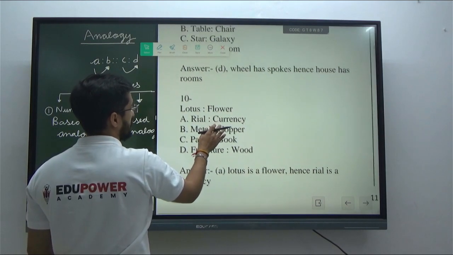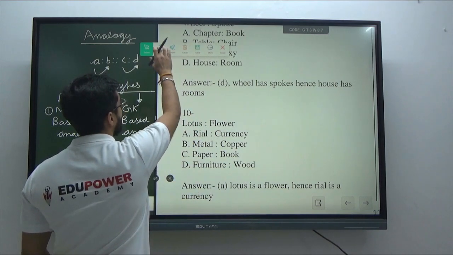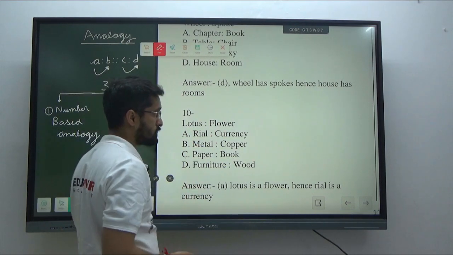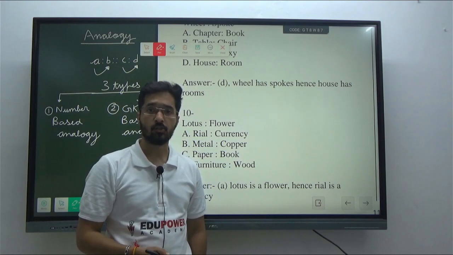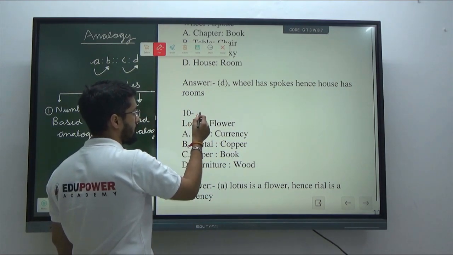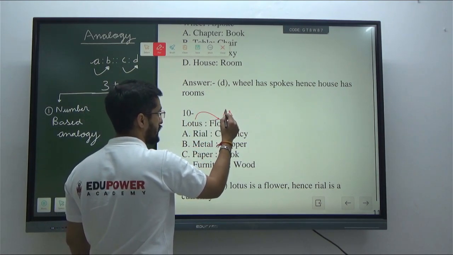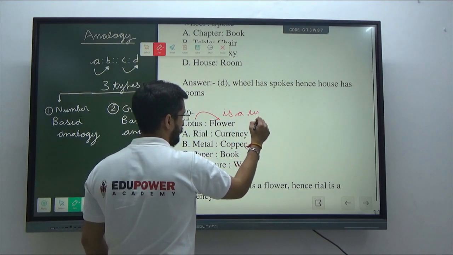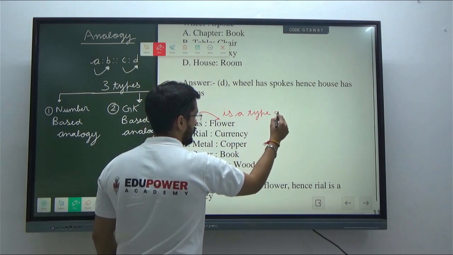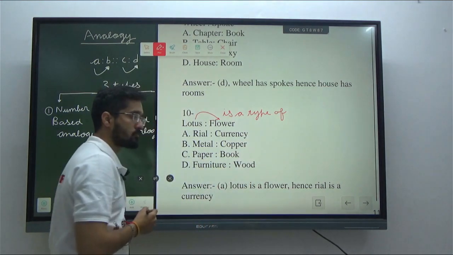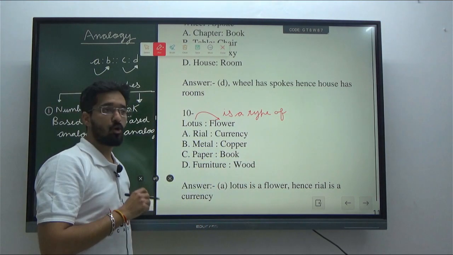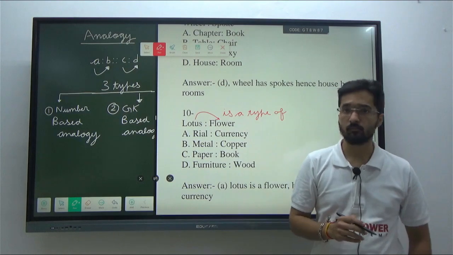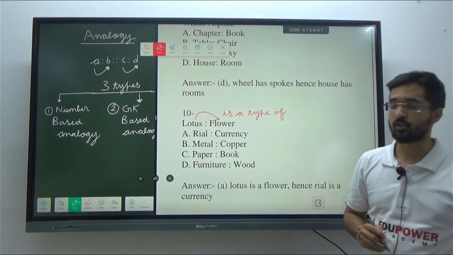Next is question number 10. Lotus is to flower. So basically what is the relation? Lotus is a type of flower, right. Now we can check the options.